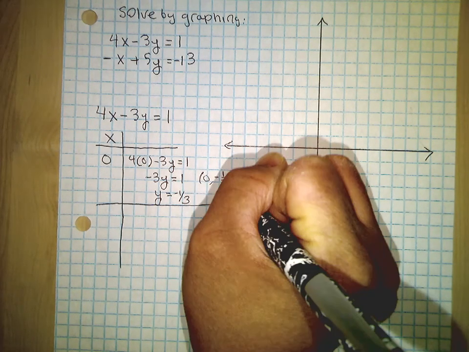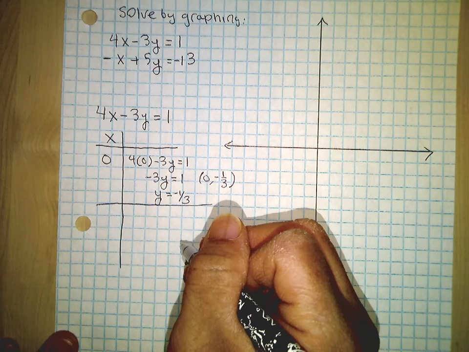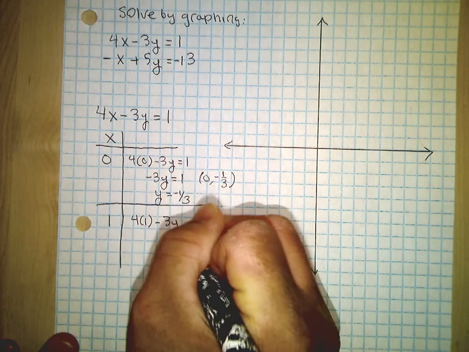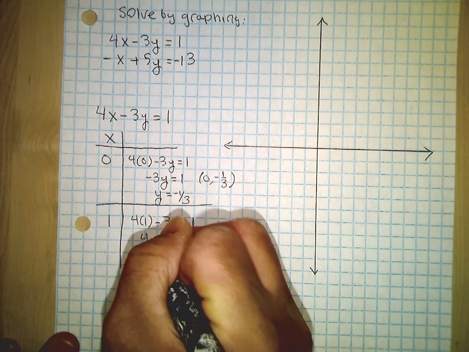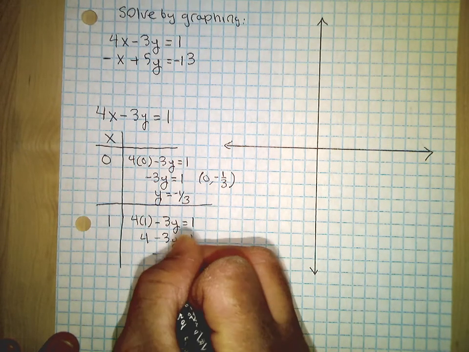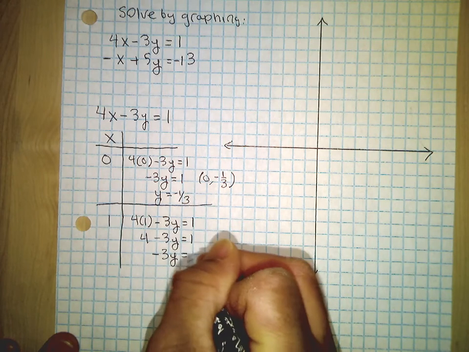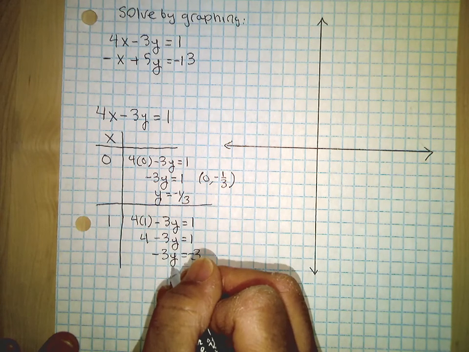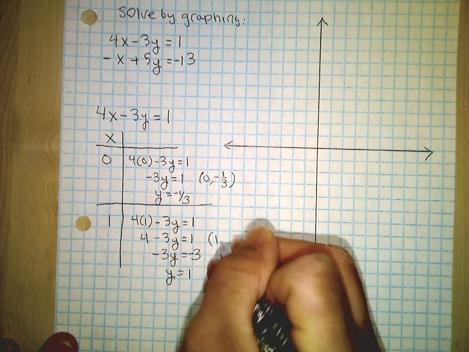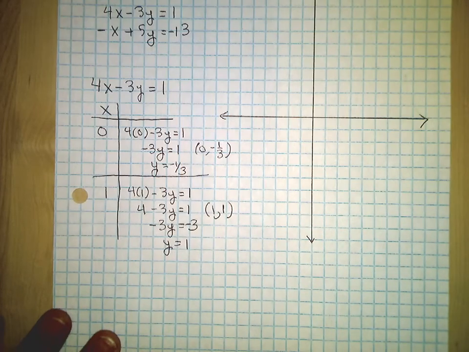All right, so let's say that you use 1 here, so 4 times 1 minus 3y is equal to 1. 4 minus 3y is equal to 1. Subtract the 4, so negative 3y is negative 3. And divide by negative 3, so y is 1. So another point is 1, 1.